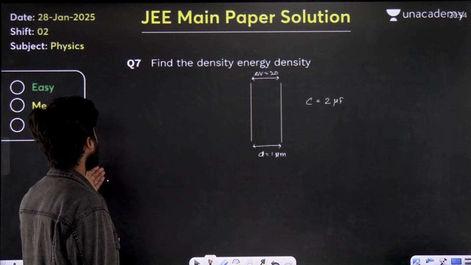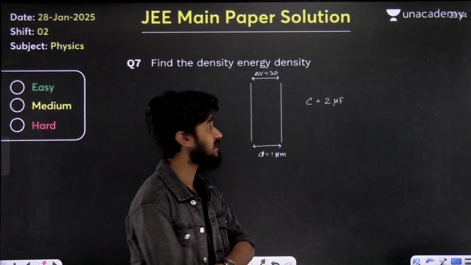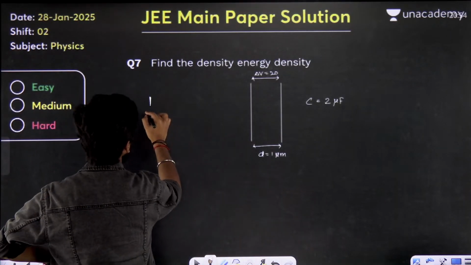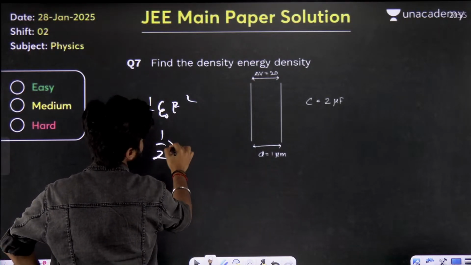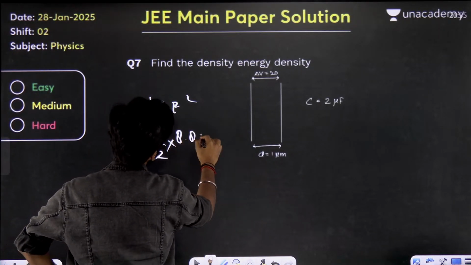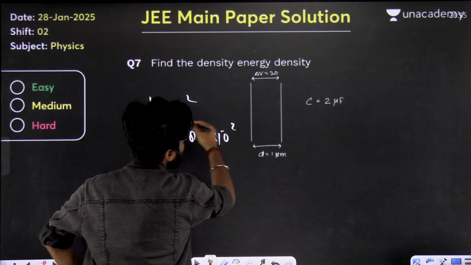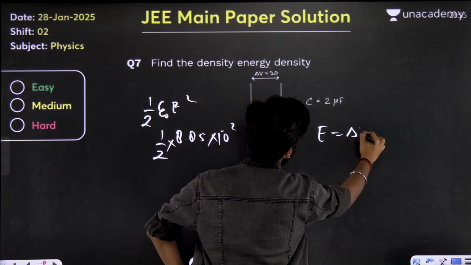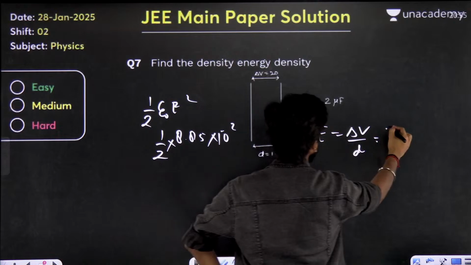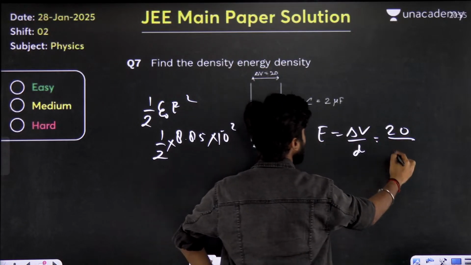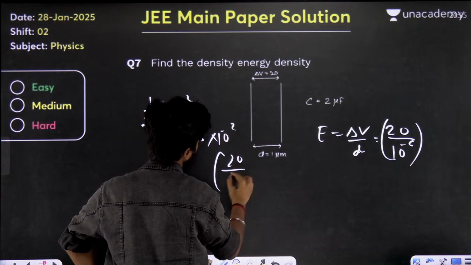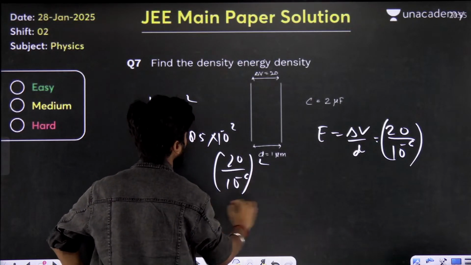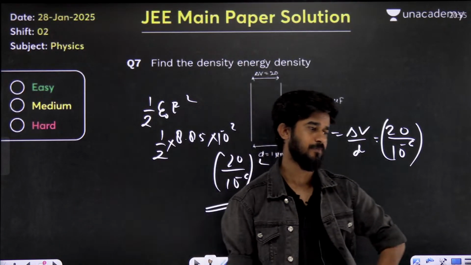Okay, the next question is from energy density. What is the energy density? Half epsilon naught E square. This is the energy density formula. Epsilon naught is 8.85 into 10 to power minus 12. Electric field is E is equal to delta V by D. Delta V is 20, divided by D, which is 1 micrometer, meaning 10 to power minus 6. So this is squared: 20 by 10 to power minus 6, squared. Just solve it. That will be the final answer.